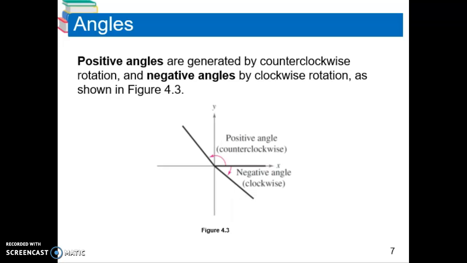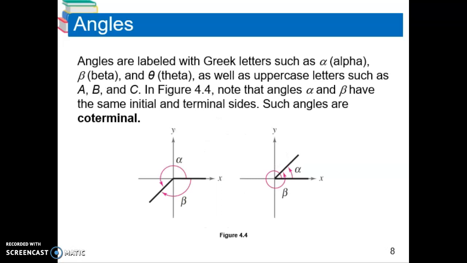If that is the case, we have two types of angles. We have positive and negative angles. Positive angles are going to occur whenever we rotate the terminal side in a counterclockwise direction. If we rotate a terminal side in a clockwise direction, we will end up with a negative angle. Usually, we label angles with Greek letters such as alpha, beta, or theta.